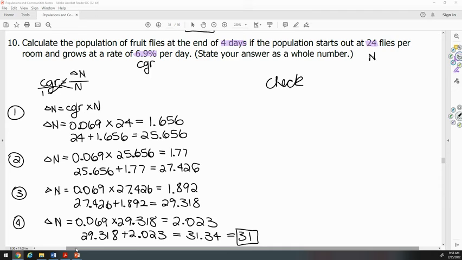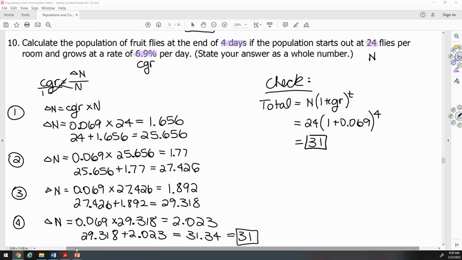To check our work, we can use the formula that is similar to the compound interest formula. So the total is the initial number times 1 plus the CGR to the power of time. So putting in our numbers, 24 times 1 plus 0.069 to the power of 4 for our 4 days. And we get 31. So we were correct.